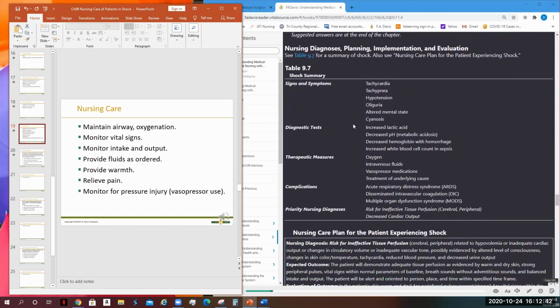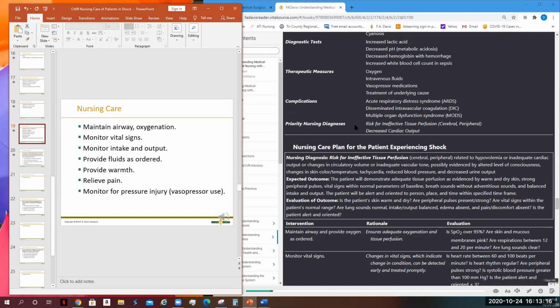So the diagnostic tests, what do you look for? Increased lactic acid, a decreased pH, which would indicate metabolic acidosis, possibly decreased hemoglobin with hemorrhage, and increased white blood cell count in sepsis. The therapeutic measures to consider would be oxygen, IV fluids, vasopressor medications, and treatment of the underlying cause of the shock.